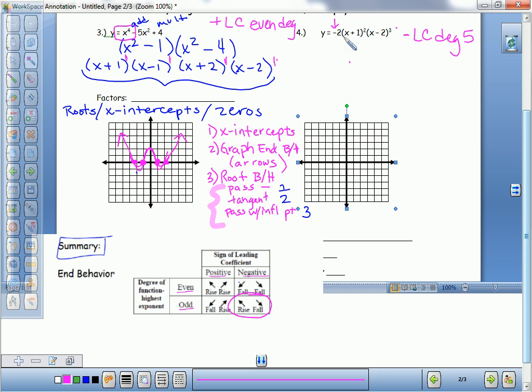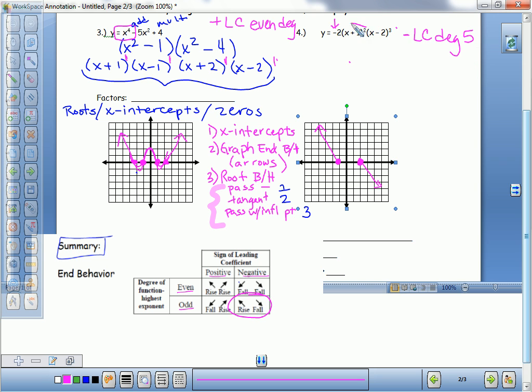Okay. So we need an x-intercept at -1 and an x-intercept at +2. So for step 1, x-intercepts on a graph. Step 2, end behavior. So negative leading coefficient, degree of 5. This tells me from the left one, it's going to go up, and from the right one, it's going to go down. That's what a negative leading coefficient for a degree of 5 tells us.